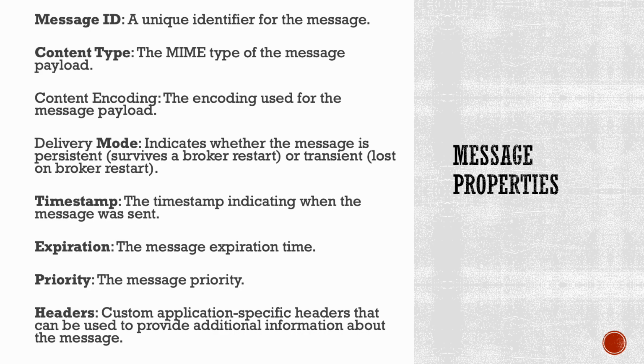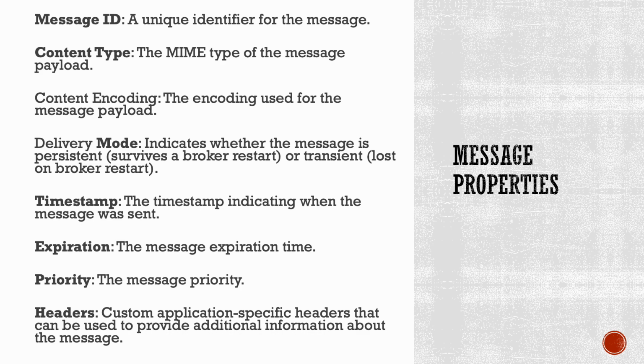Content type. The content type property indicates the MIME type of the message payload. MIME types are standardized identifiers that describe the nature and format of the data being transmitted. For example, common content types include application/json for JSON data, text/plain for plain text, image/jpeg for JPEG images, and so on. The content type property helps consumers to interpret and handle the message payload appropriately.